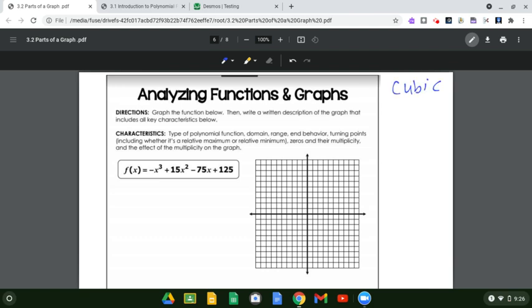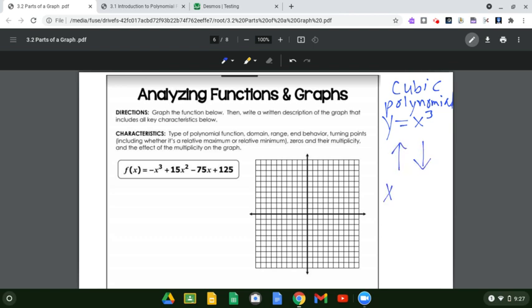I'm going to utilize some space over here. Its parent function is y equals x cubed. Its leading coefficient is -1. Its leading power, its highest exponent, is the third power. Obviously, it's cubic. So its end behavior, because it's negative and an odd degree, is going to be up, then down.